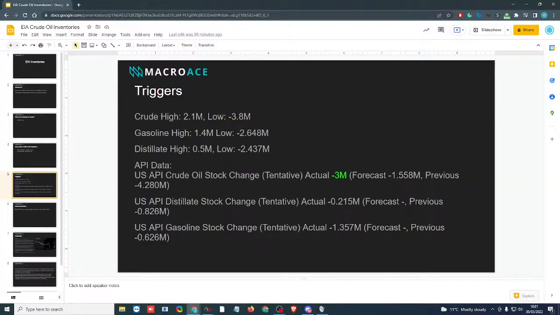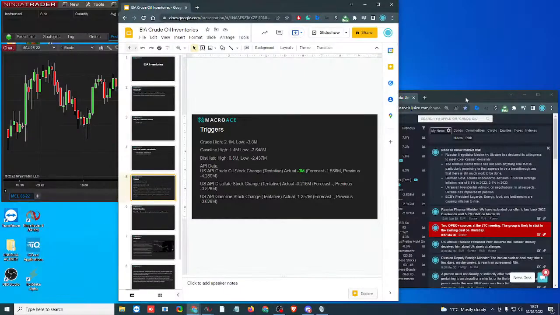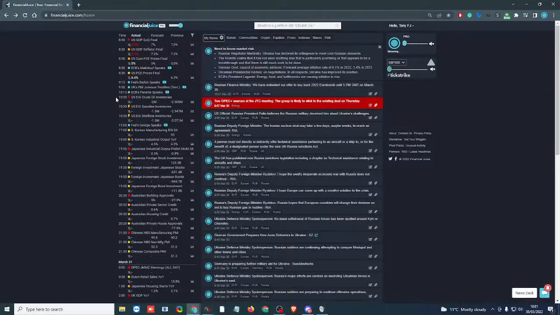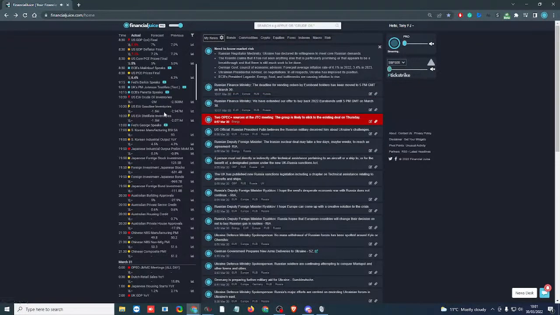If we look at the forecast figures for today, the forecast for crude oil inventories is minus 2 million with a prior of minus 2.508 million. And then for gasoline, a forecast of minus 1.6 million with a prior of minus 2.947 million, and distillate with a forecast of minus 1.5 million with a prior of minus 2.071 million. So overall, from the EIA inventories, we're looking for a build from what we can see so far.